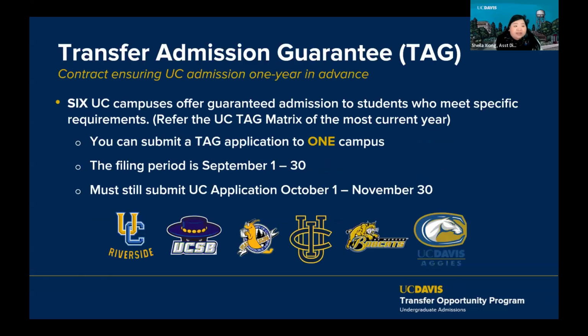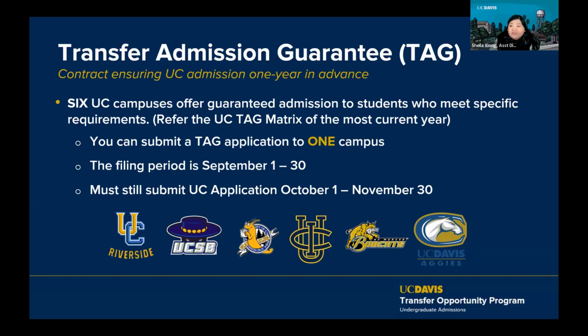All right. And then just really briefly going over some information for the TAG. There are 6 UC campuses that offer guaranteed admission to students who are meeting the TAG requirements, which are pretty specific and by campus and vary by major. You can submit only one TAG application to one UC campus for the term you're applying for. The filing period is in the month of September, so some of you may have already submitted a TAG, or some of you are maybe on your way to working on a TAG for next year.